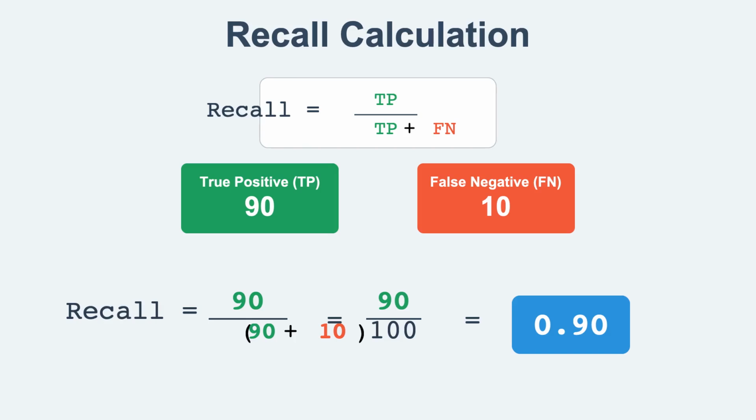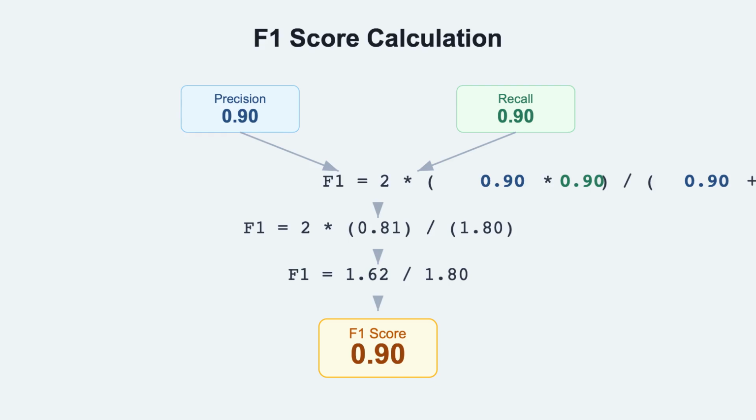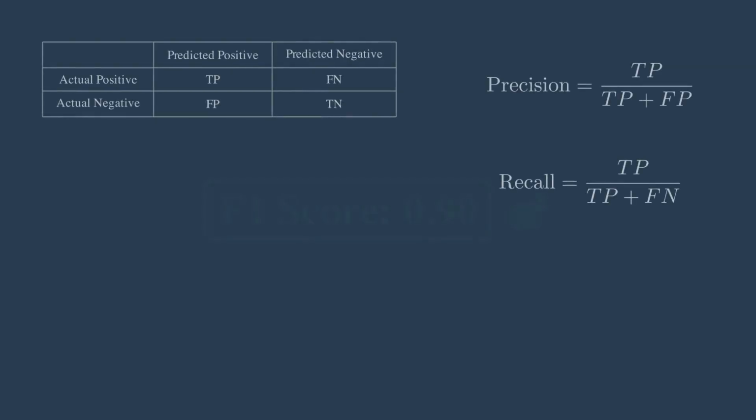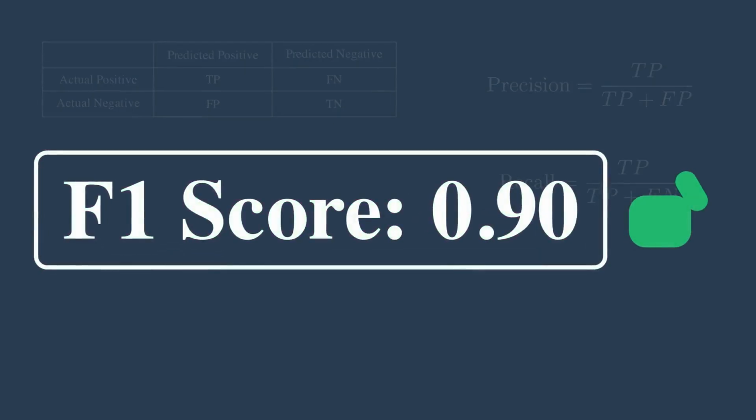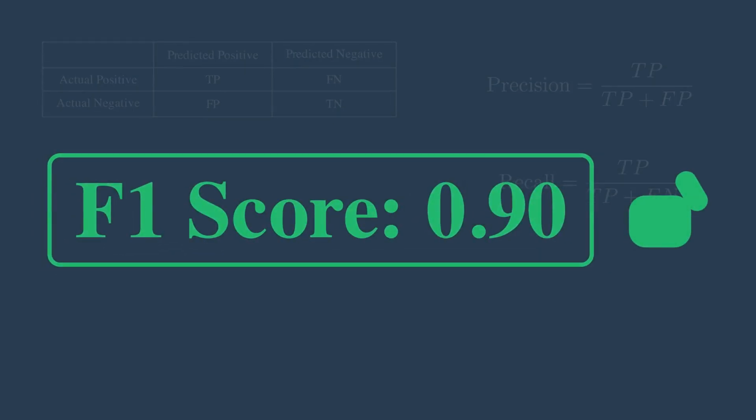Next, we calculate recall, which is also 90 divided by 100, resulting in a score of 0.90. Now we combine them for the F1 score, which after calculation also gives us a result of 0.90. An F1 score of 0.90 is excellent, and it shows our model has a strong, healthy balance.